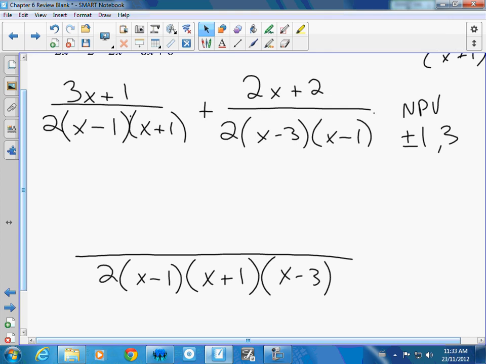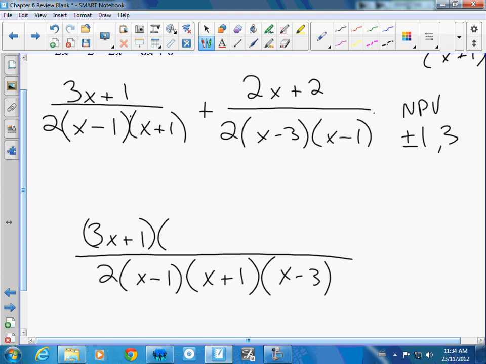So look at the first rational. We have a 2, an x minus 1, and an x plus 1. So what are we missing? Which one of those 4 there are we missing in this first one? x minus 3. Okay, so we have 3x plus 1 times x minus 3, right? That's what the first piece is.